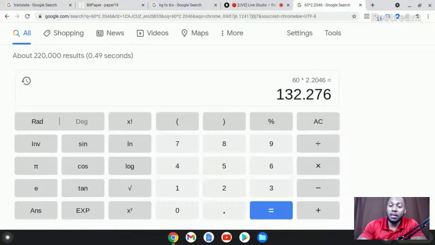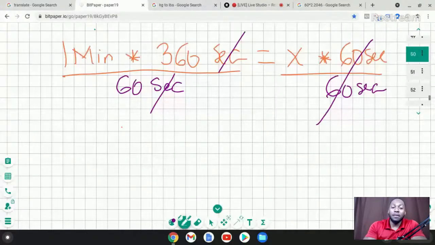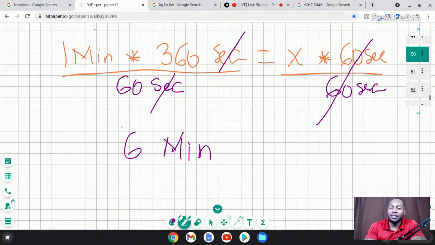360 divided by 60 is what? 360 divided by 60, it should be 6. I think I said divided by 6. 360 divided by 60 is 6. So now we end up with 6 minutes. And now you can try to see if that's what you would end up with.